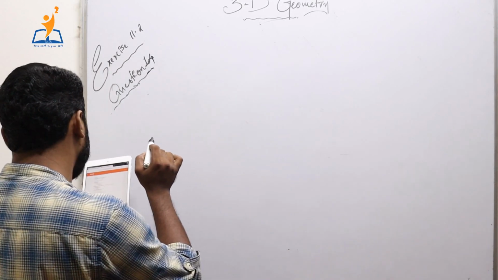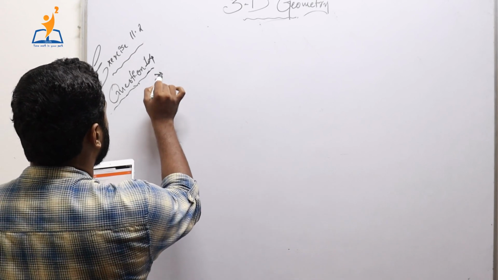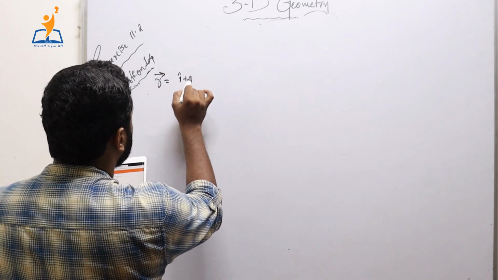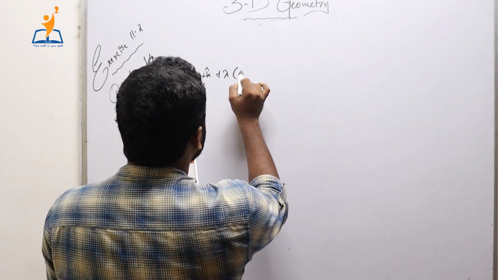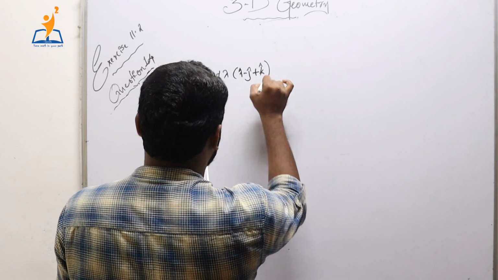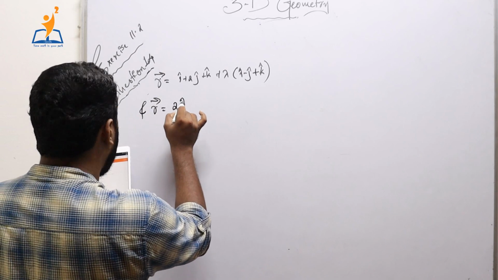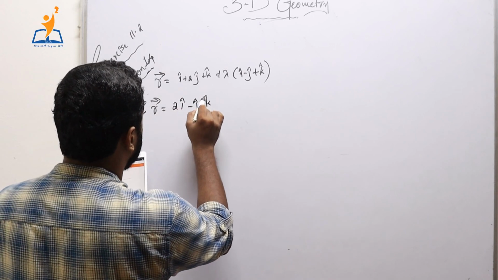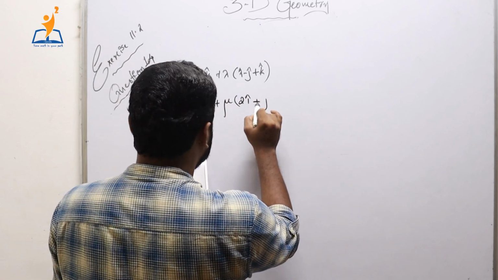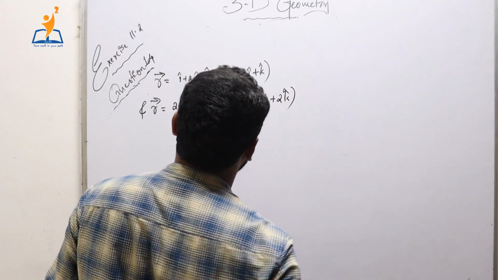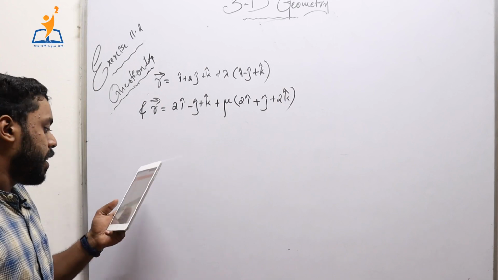Question number 14 is: find the shortest distance between two lines, where the first line is given by r is equal to i cap plus 2j cap plus k cap plus lambda into (i cap minus j cap plus k cap), and the second line r is equal to 2i cap minus j cap plus k cap plus mu into (2i cap plus j cap plus 2k cap). So these are our two lines.